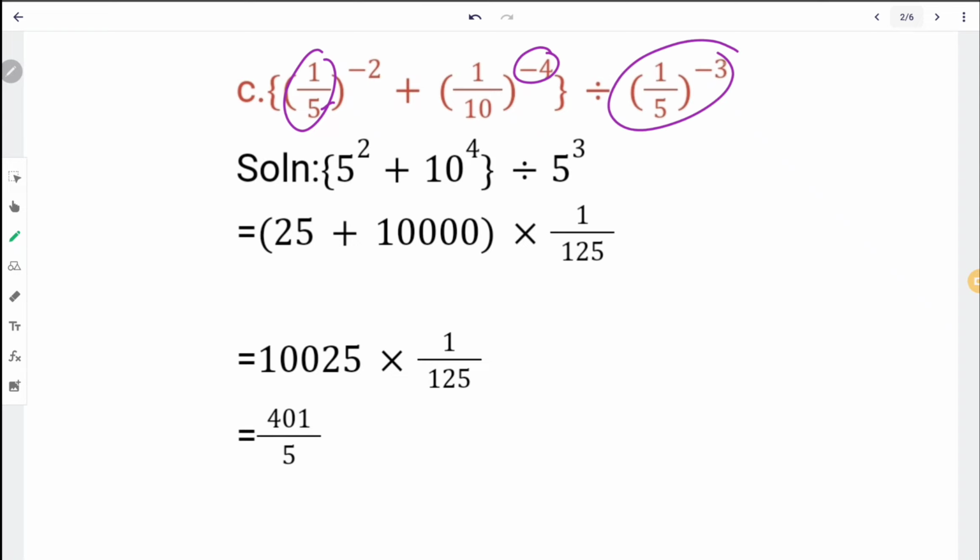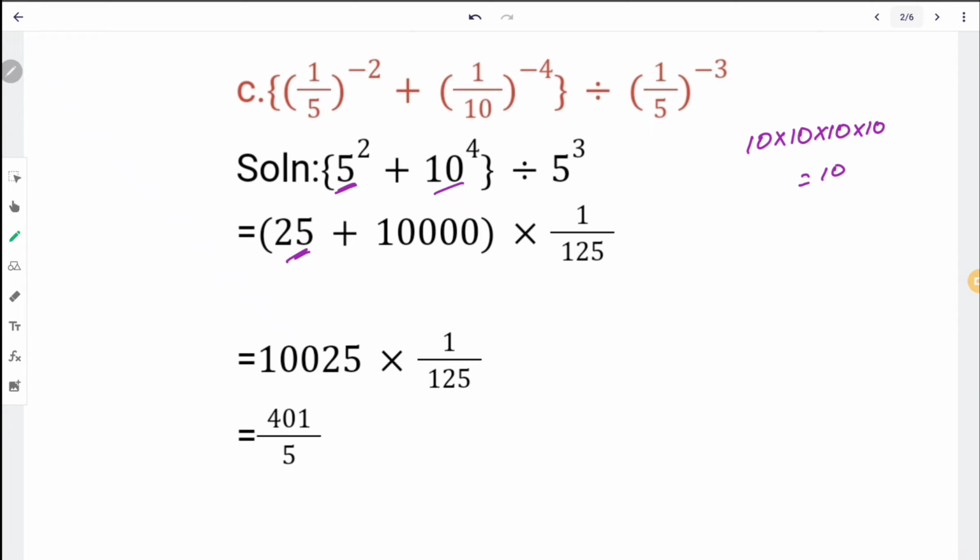Same thing with this one again. 1 by 5 to the power -3. Change the power to positive. So 5 to the power 3. All right, so 5 squared means 25, right? We have to multiply 5 two times, 5 5s are 25, and then 10 to the power 4, simply multiply 10 four times like this. We're going to get what, 10,000. All right, so you can already see it.